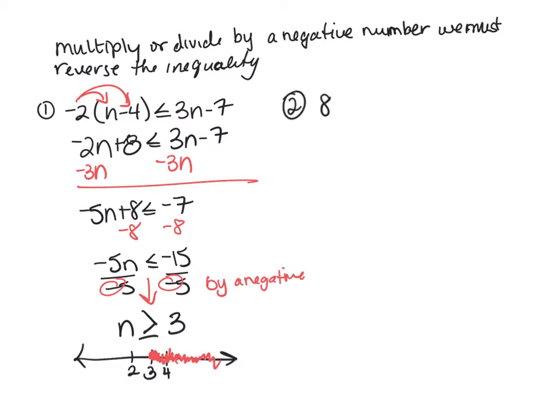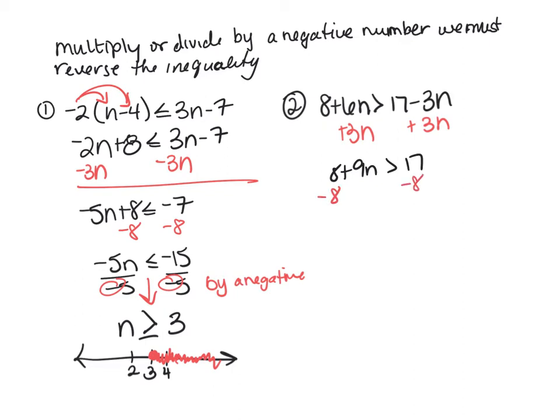Number 2, 8 plus 6n is greater than 17 minus 3n. So I don't have any distributing to do. I just need to get my variables on one side. So we're going to add 3n, and I have 8 plus 9n is greater than 17. And then I'm going to move the 8, minus 8. Now I didn't divide by a negative, I'm just subtracting. So that's 9n greater than 9.